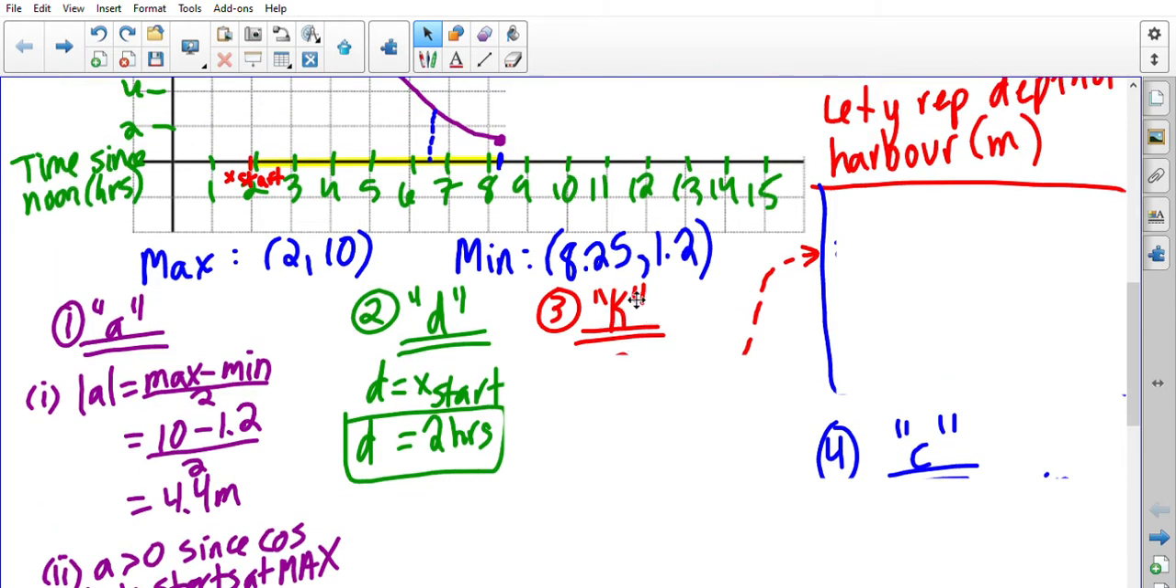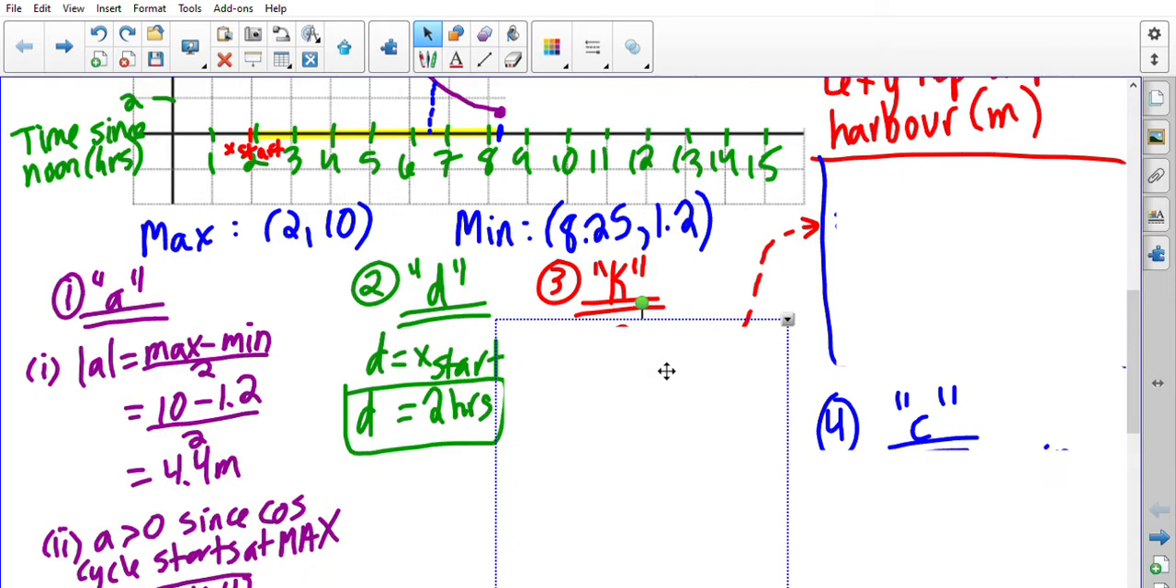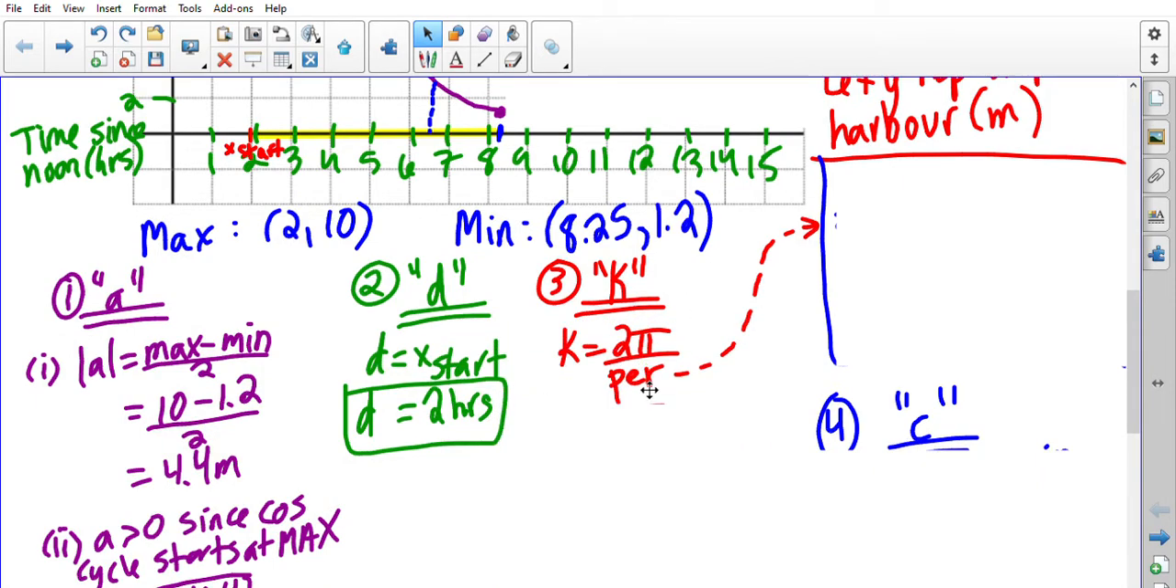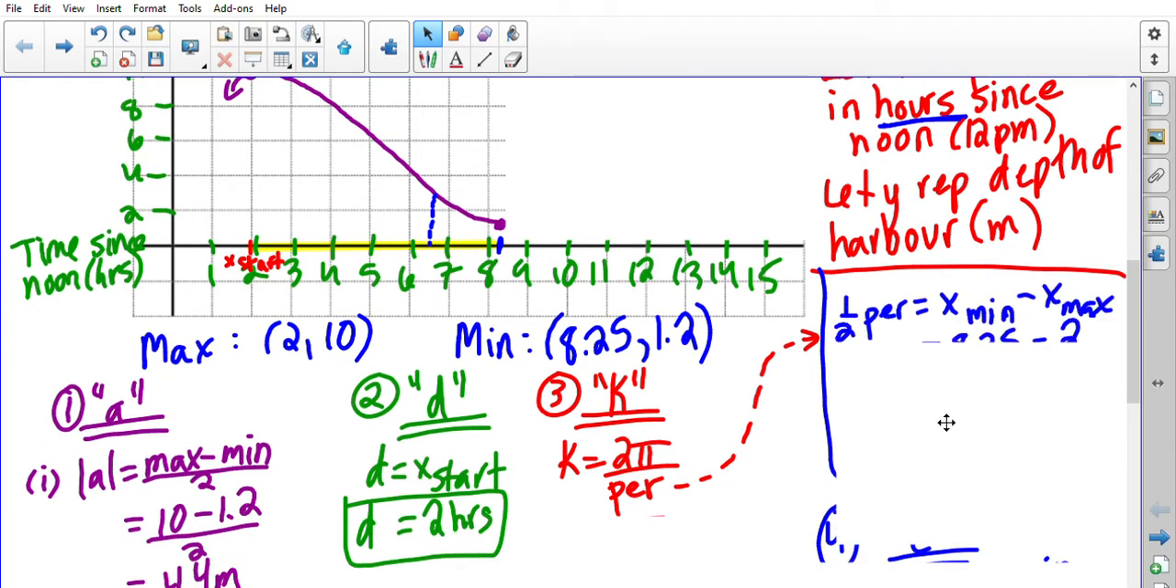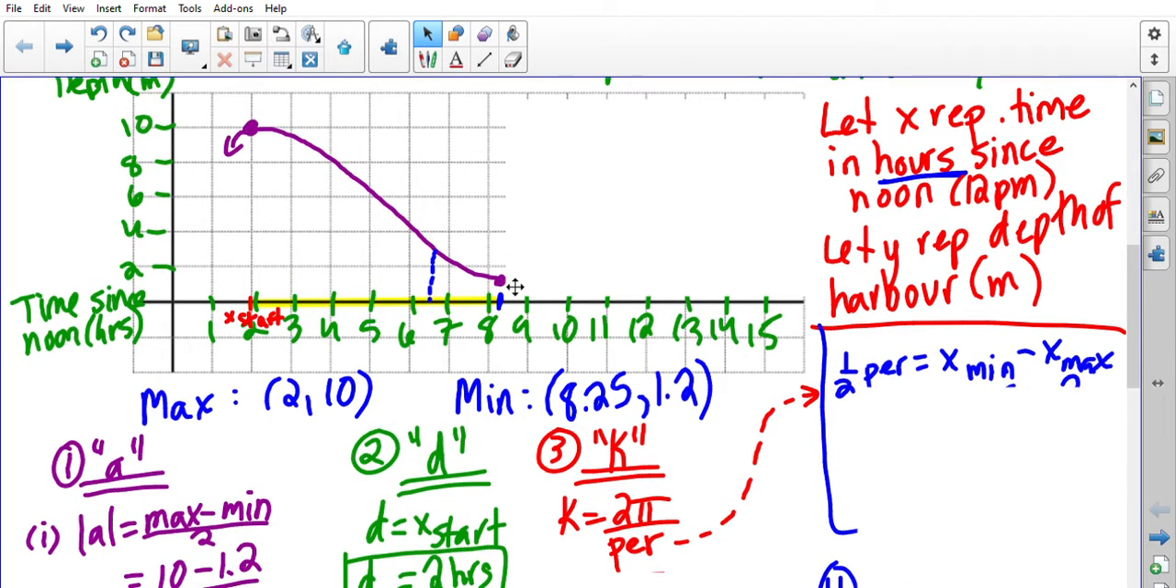All right, now there's a bit more work to find k, because we know k is going to be 2 pi divided by the period. Our problem right now is that we only have this half here. Based on a cos cycle, if we have the max and then the min, we've basically got half a period. So I need to find the length of this half of the period, multiply it by 2, and that will be the full period. What I've highlighted here in yellow, I'll highlight it here as well, is half a period. So this length to here is half a period.